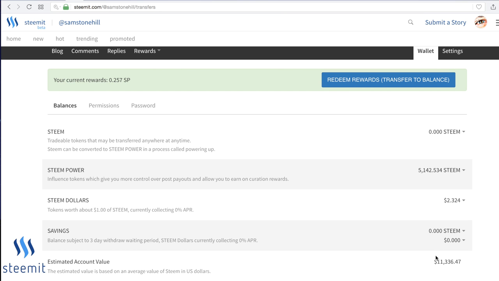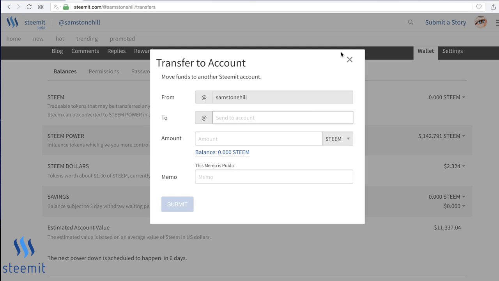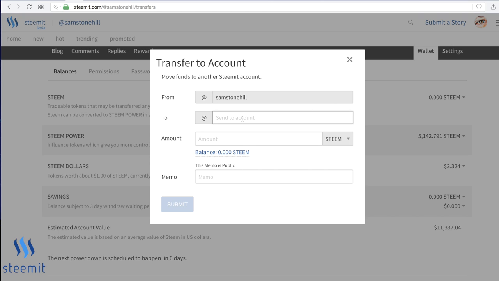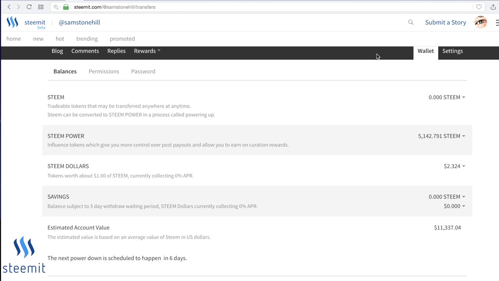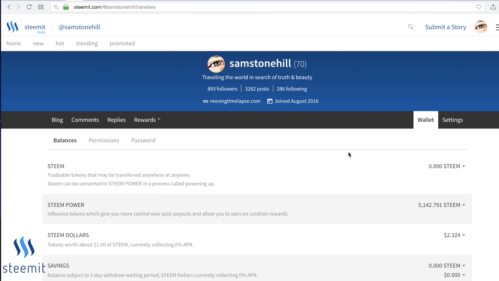You can power down and you get 10 weekly payments to get your Steem Power converted back to Steem. Once it arrives back here, you can go to transfer and take it out of Steem. Yes, you can transfer either to another Steemit account or a marketplace account where you can trade for Bitcoin. And there's actually an internal marketplace within Steemit as well. I don't use it. I prefer Bittrex.